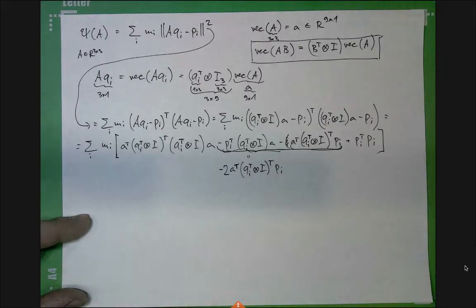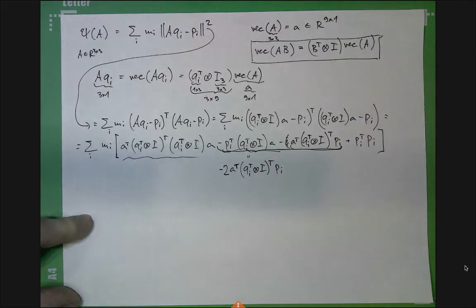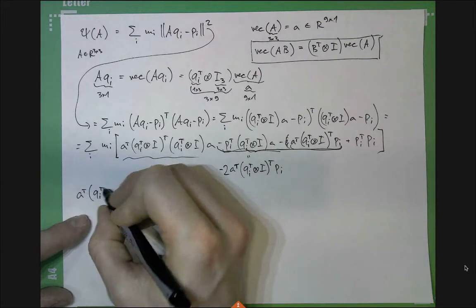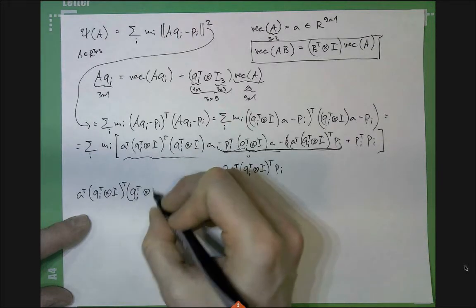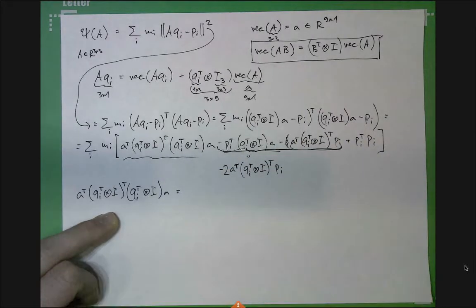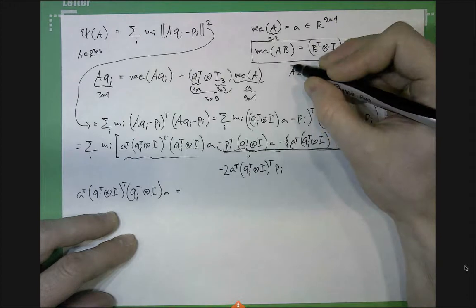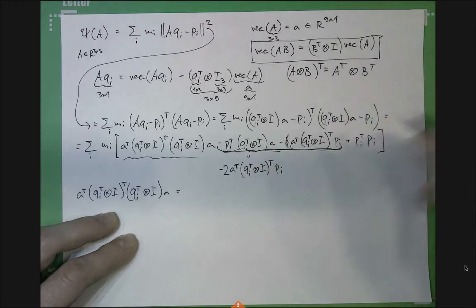So let's take a look at the first term here. That's this thing here. Let me simplify this a little bit. So a transpose QI transpose Kronecker identity transpose QI transpose Kronecker identity a. How can I simplify this? First of all, the Kronecker product obeys this rule: if I transpose the Kronecker product, I can also write it like this.